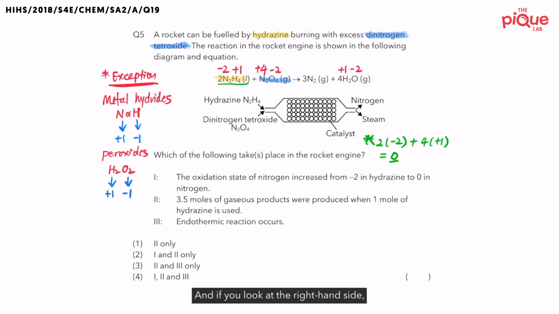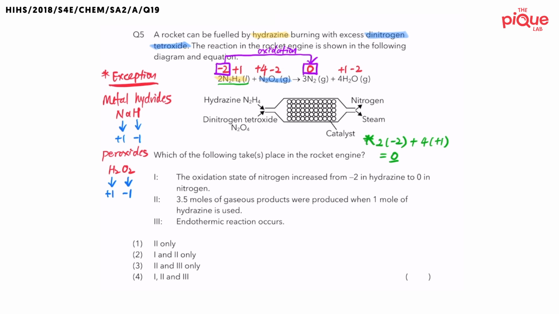And if you look at the right-hand side, we are left with N2. And the general rule of thumb is that the oxidation state of an element is 0. Therefore, nitrogen has an oxidation state of 0. And if we were to analyze the change in oxidation state of nitrogen, we will notice that nitrogen's oxidation state changed from -2 in hydrazine to 0 in nitrogen. So in fact, from -2 to 0, this is an oxidation reaction. Therefore, statement 1 will be correct.